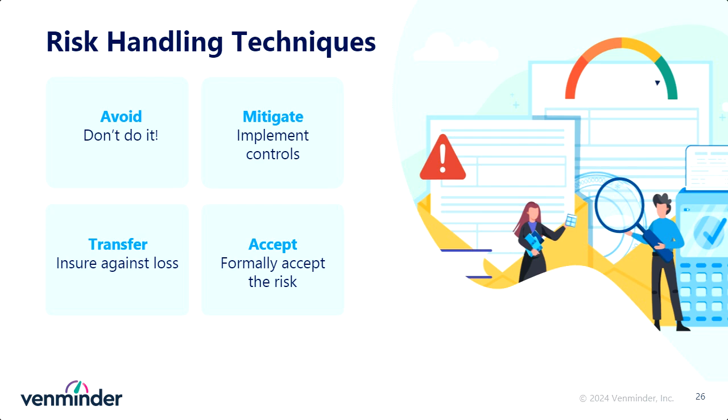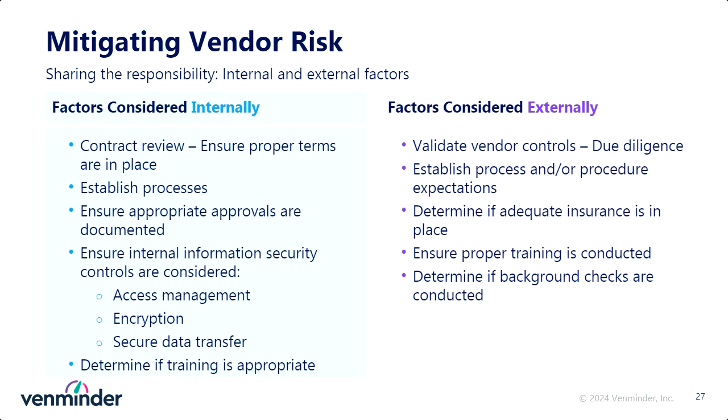But for today, we'll be focusing on mitigation, which is usually the technique used in third-party risk management. So mitigating risk is most effective when you're sharing the responsibility with your vendor. That means that there are internal and external factors you need to consider to ensure that the risk is mitigated properly. Some examples of internal factors would be reviewing the contract, ensuring approvals, and making sure information security controls like access management and encryption are considered in your system and your vendor system.